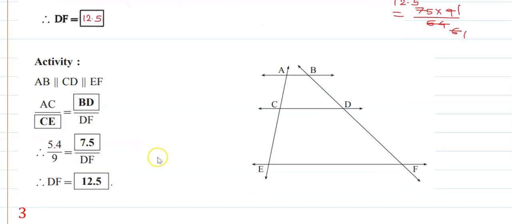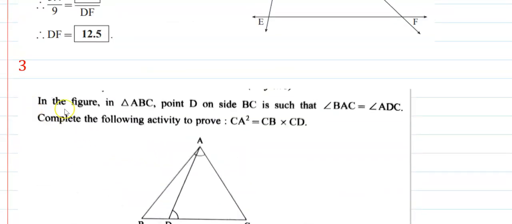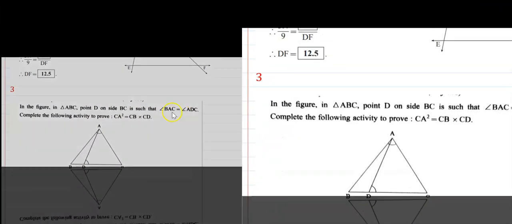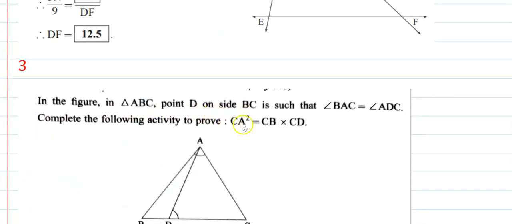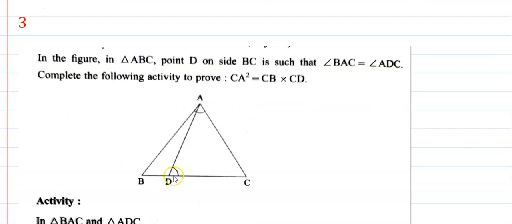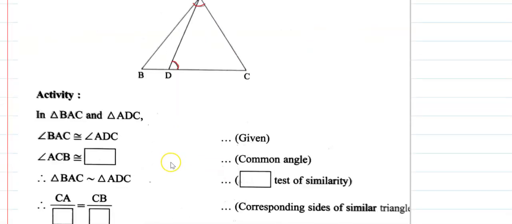Now the next. In the figure, in triangle ABC, point D is on side BC such that angle BAC is equal to angle ADC. Complete the following activity to prove that CA square is equal to CB into CD. Now the activity.